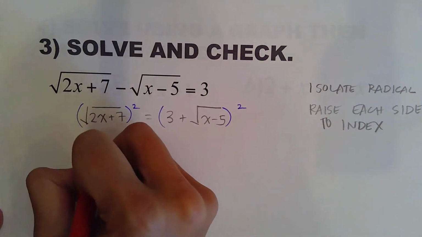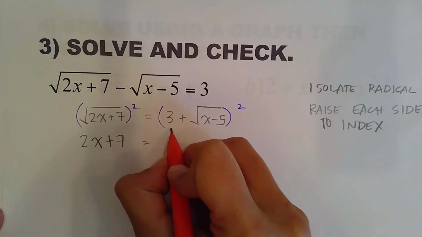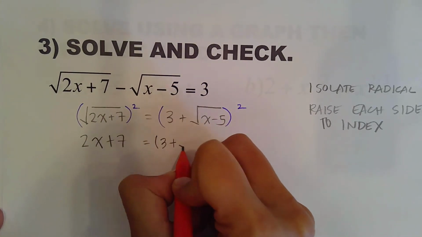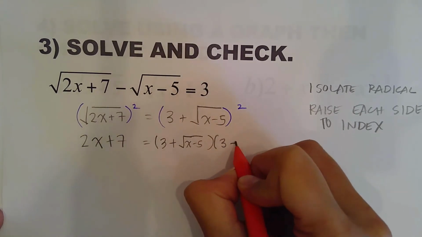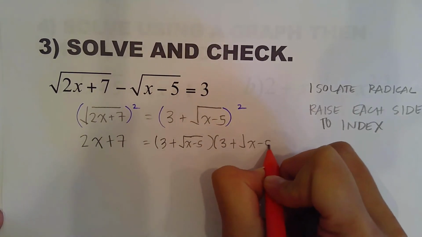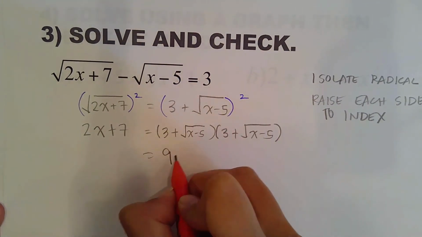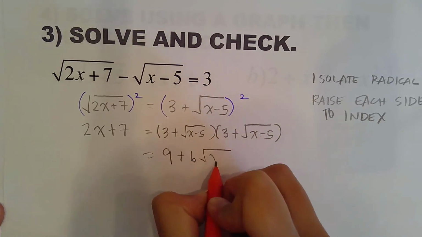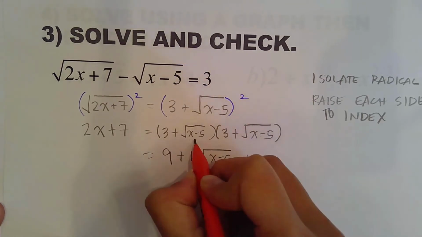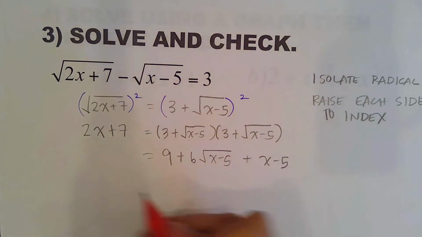So this will be 2x plus 7. And then here I'm going to square this one. So this is going to be 3 plus square root of x minus 5 times 3 plus square root of x minus 5. So 3 times 3 is a 9. So this will be 6 square root of x minus 5. And then when you multiply those together, you're just going to be left with what's underneath there.